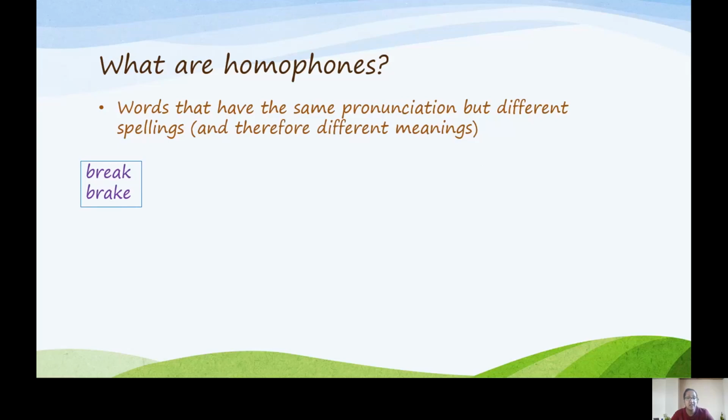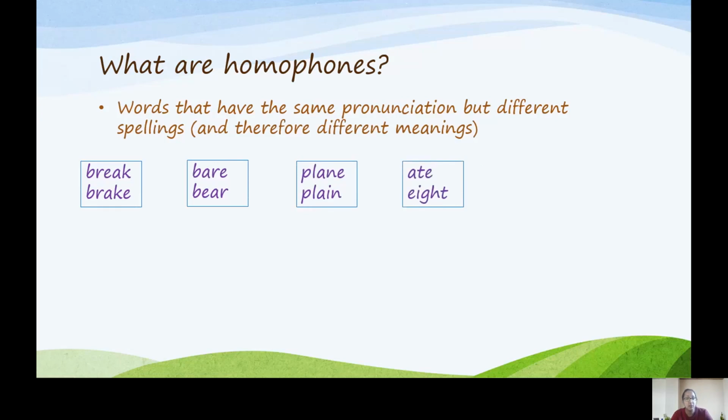So we've got break, like have a break or break something. Break as in the car. Bare, like empty, and bear, like the animal. Plane, aeroplane, or plain simple. Ate, like the past tense of eat, or the number. Meet, like the food, or meet, as in meet your friend. Fair, like a fairground, place with lots of rides and fun things, or fare, like the bus fare.